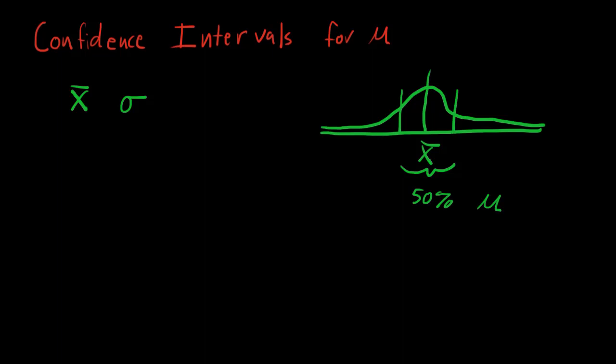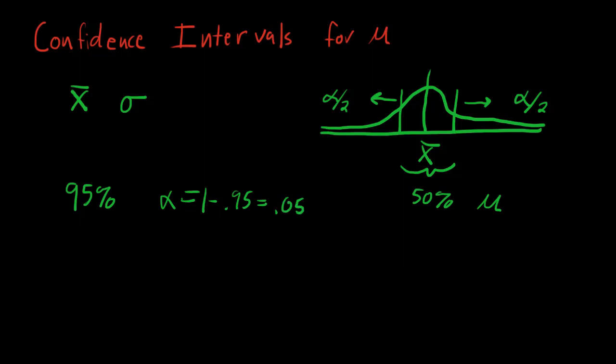And then if we talk about this area on the other side, from here out and from here out, where our error is, we're going to call that alpha. So we have alpha divided by 2 on the far right extreme and alpha divided by 2 on the far left extreme. To find our confidence interval for our mu value, we first need to set what we want that percentage to be. So for example, we'll set our confidence interval for 95% confidence, which means our alpha is 1 minus 0.95, so it's equal to 0.05. Which means we're going to have alpha divided by 2, or 0.025, error on either end.